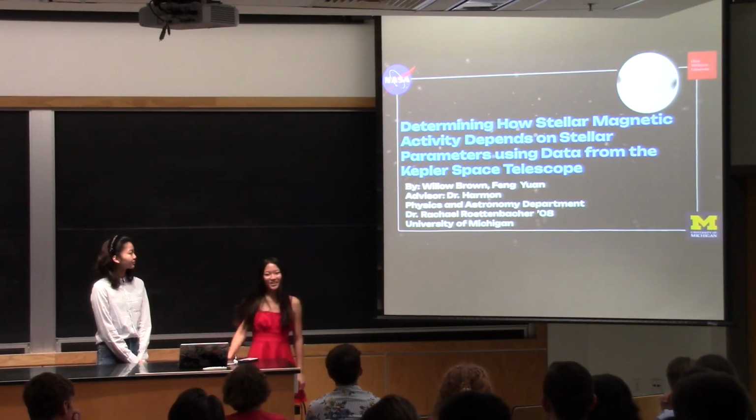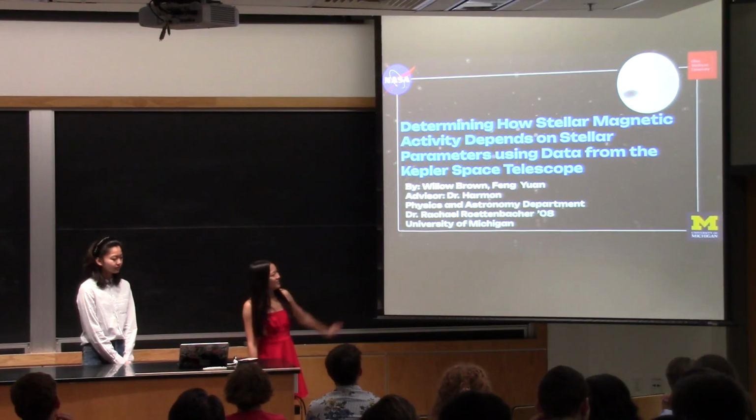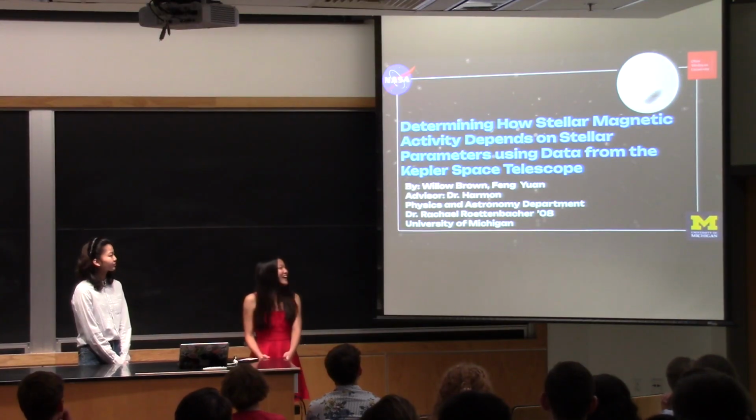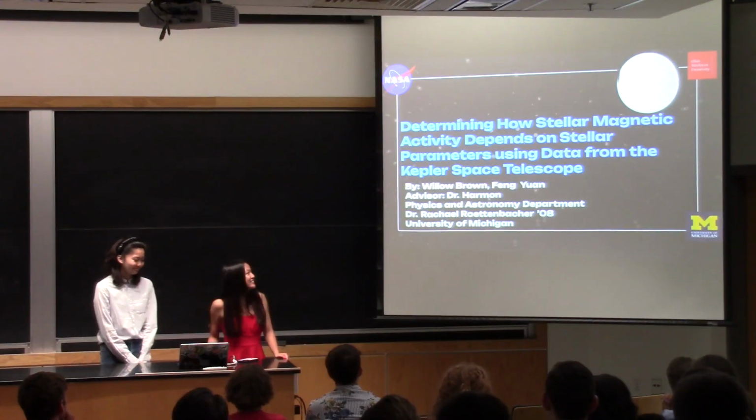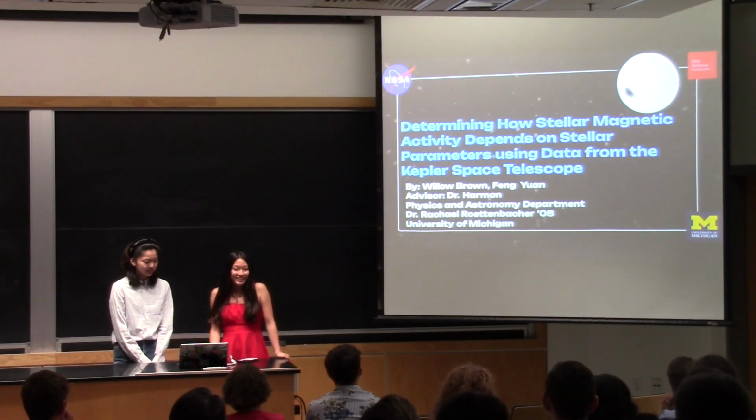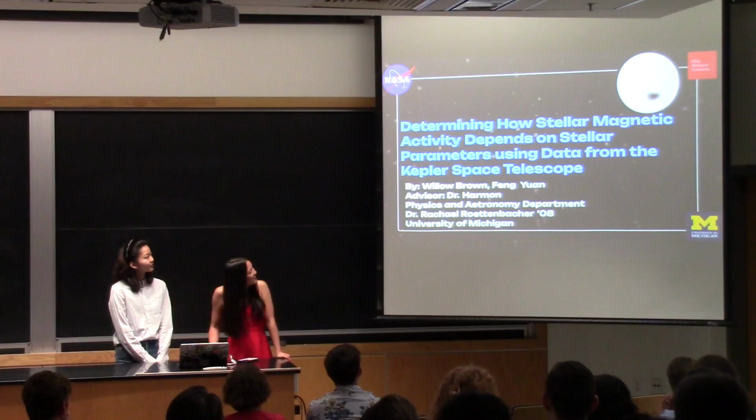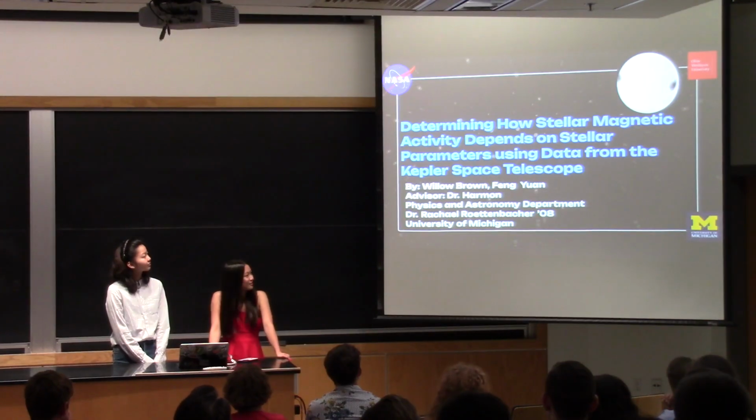And we are working with Dr. Harmon in the Physics and Astronomy Department alongside Dr. Richard Rottenbacher, who is an OU alum from the University of Michigan. Our NASA-funded research project is called Determining How Stellar Magnetic Activities Depend on Stellar Parameters Using Data from the Kepler Space Telescope.